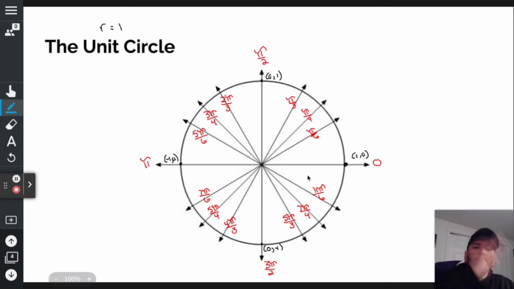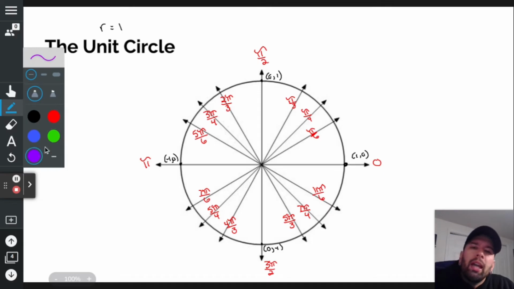All right, so there's our angle measures. Probably my least favorite part. Okay, now the rest of it is coming up with the actual coordinates.